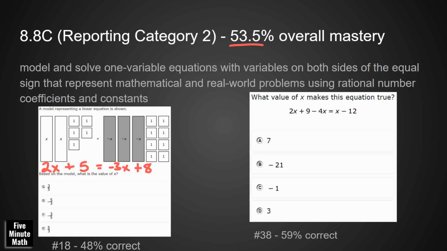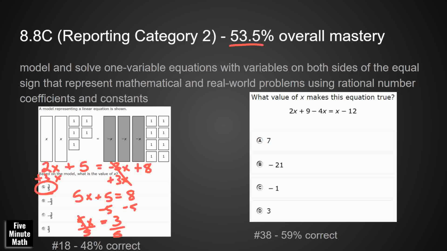And so we want a positive x, so let's add 3x to both sides. We're going to get 5x plus 5 equals 8. Subtract 5 from both sides. We've got 5x equals 3. And then we simply need to divide by 5, and we get our x equals 3/5. You notice the 3 and the 5 are either positive or negative, and in the numerator or the denominator. So our answer there is A, 3/5. We only had 48% of our students get that correctly.